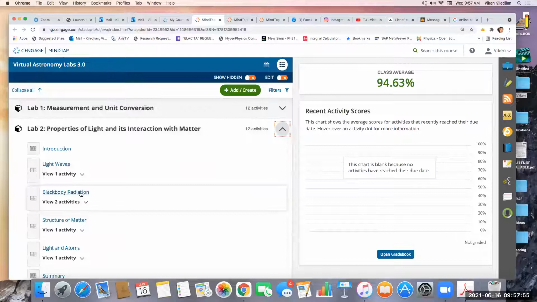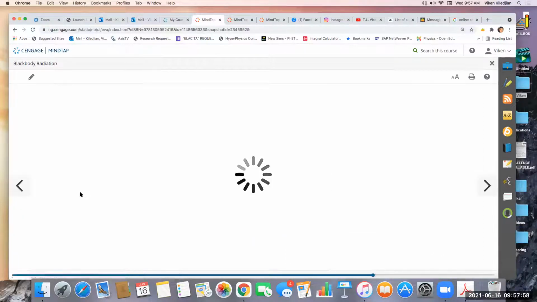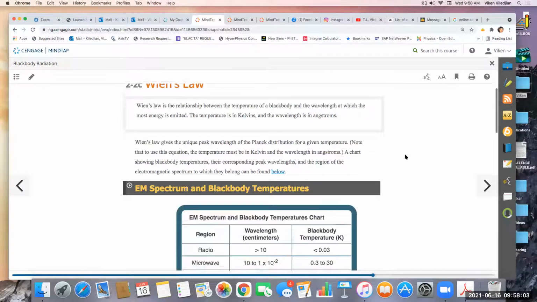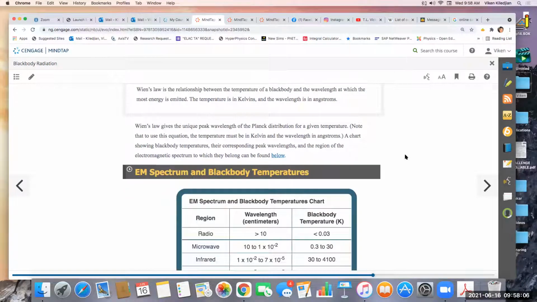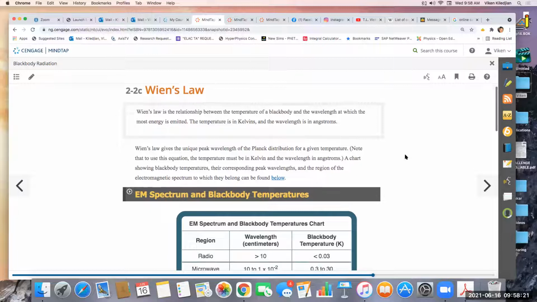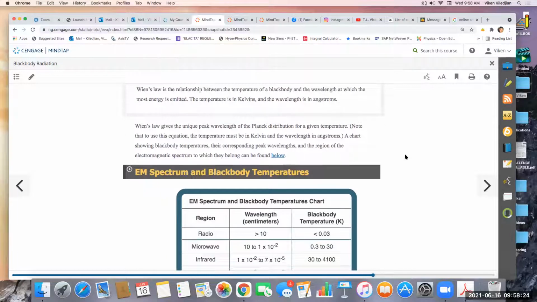Okay, so now we go to blackbody radiation. Wien's law is the relationship between the temperature of a black body and the wavelength at which the most energy is emitted. The temperature is in kelvins and the wavelength is in angstroms. So Wien's law gives the unique peak wavelength of the Planck distribution for a given temperature. Note that to use this equation, the temperature must be in Kelvin and the wavelength in angstroms.